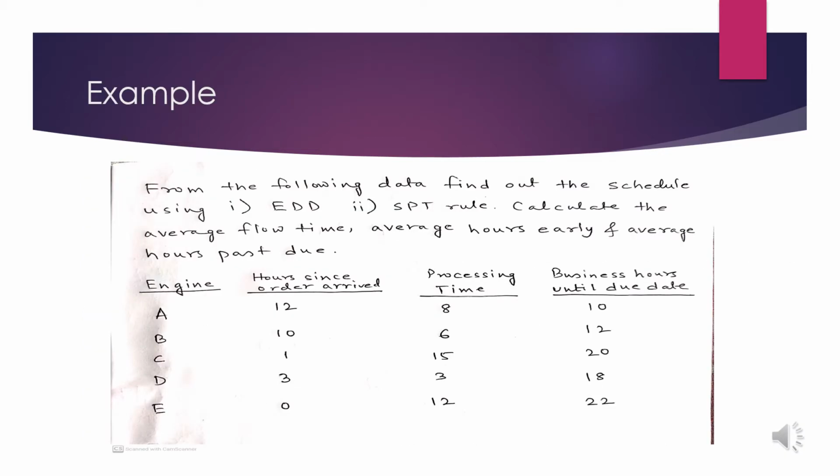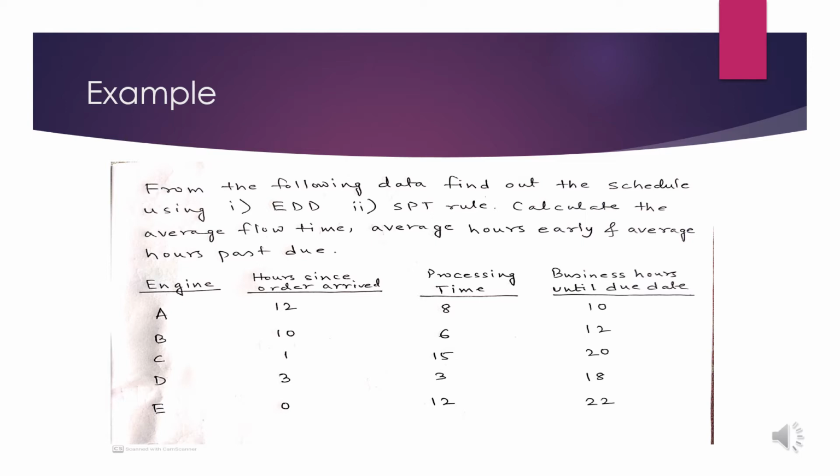Here is one example from scheduling. The sum says, from the following data, we need to find out the schedule based on the earliest due date and the shortest process time rule. We need to calculate the average flow time, the average hours early and the average hours past due.